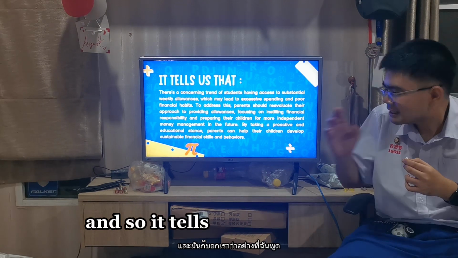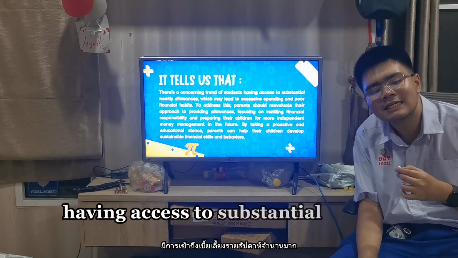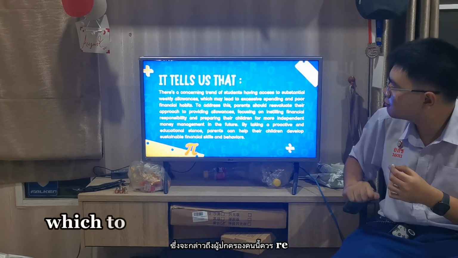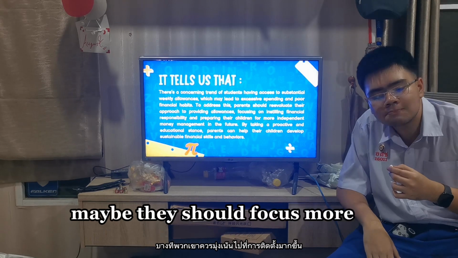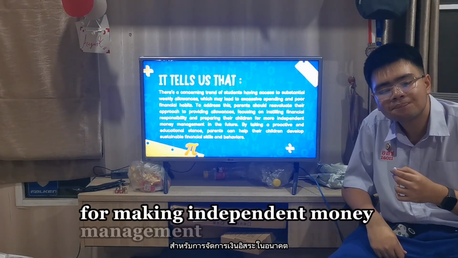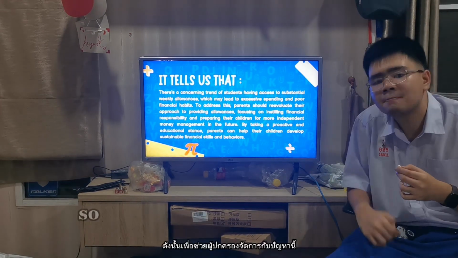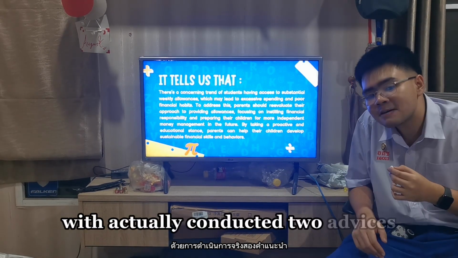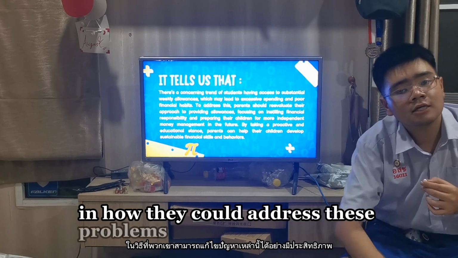And so it tells us that, like I said, there's a concerning trend of students having access to substantial weekly allowances, which may lead to excessive spending and poor financial habits. To address this, parents should reevaluate their approach to providing allowances. Maybe they should focus more on instilling financial responsibility and preparing their children for independent money management in the future. Maybe take a proactive and educational stance somewhat. So, to help parents deal with this problem, we've conducted two pieces of advice which may be beneficial to parents all over the world in how they could address these problems effectively.